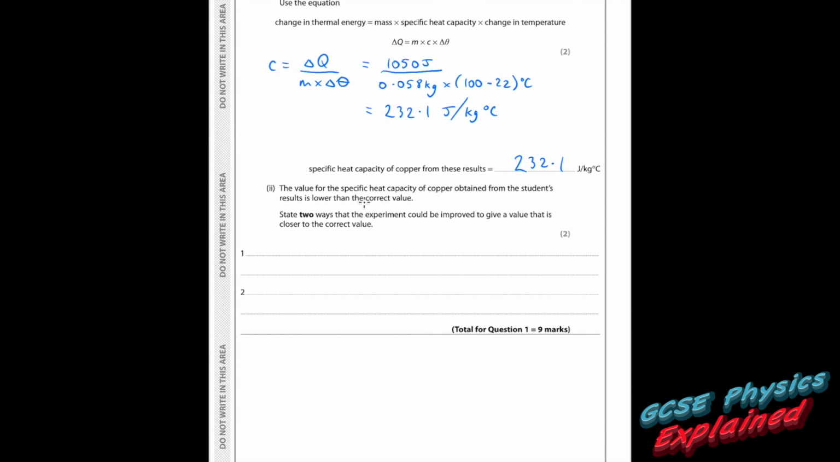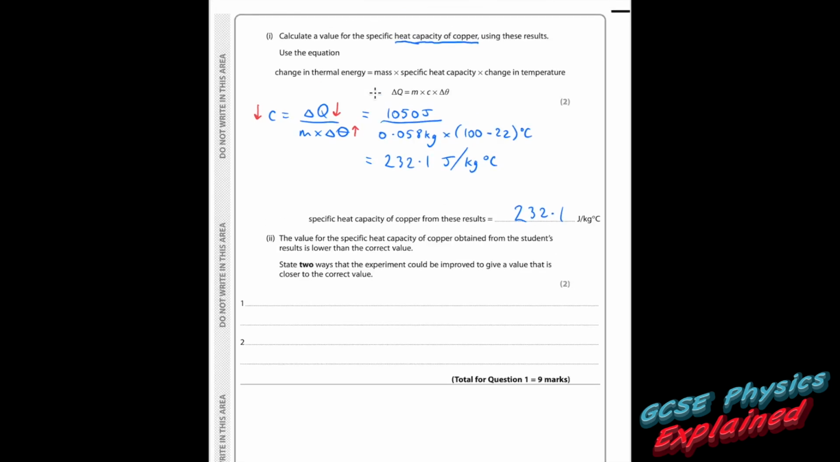Part 2. The value for the specific heat capacity of copper obtained from the student's results is lower than the correct value. State 2 ways that the experiment could be improved to give a value that is closer to the correct value. Right. If we look at the equation, the reason why this number here is less than it should be is maybe because this value here was less, or the values on the bottom should be more.